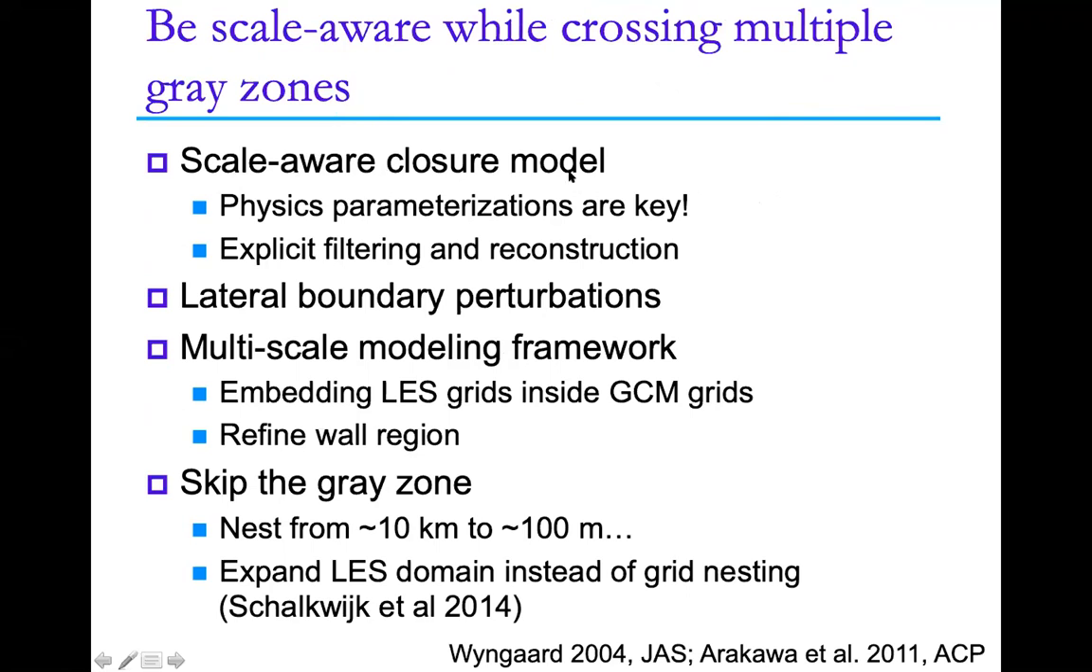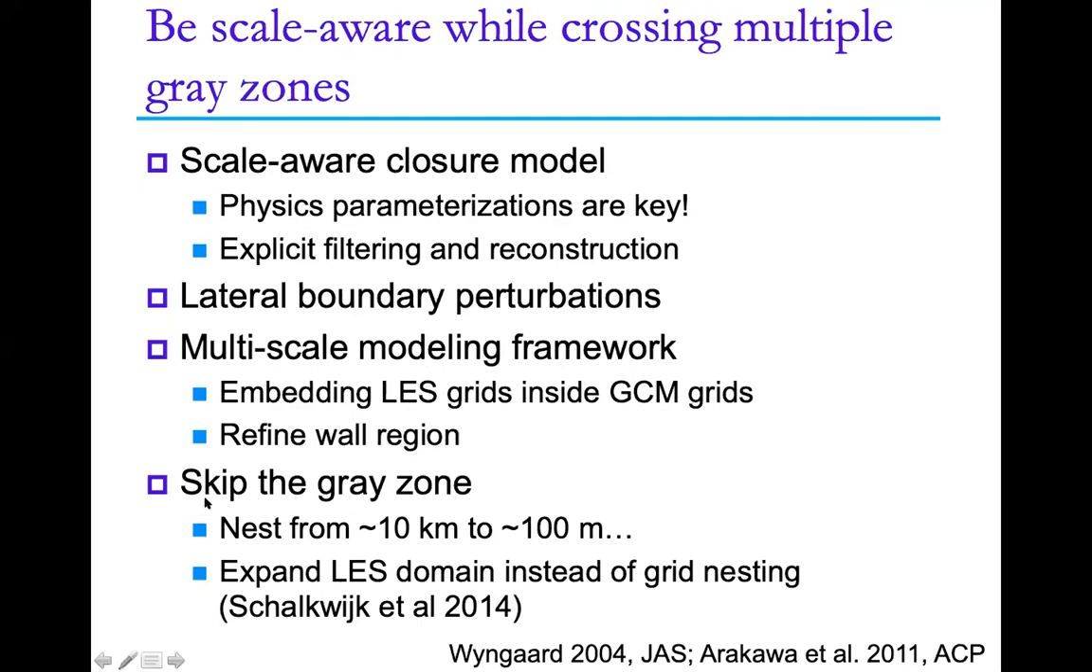So one other big takeaway is that being scale aware is helpful while you cross multiple gray zones. So a scale aware closure model like the dynamic reconstruction model seems to help. And that's because you're aware of what resolution you're able to resolve and incorporating that into the closure model. Lateral boundary perturbations may be helpful, like the cell perturbation method. A multi-scale modeling framework where you maybe embed LES grids inside a GCM grid, or you're fine near the wall to generate the appropriate scales. These are ideas that some others are trying.